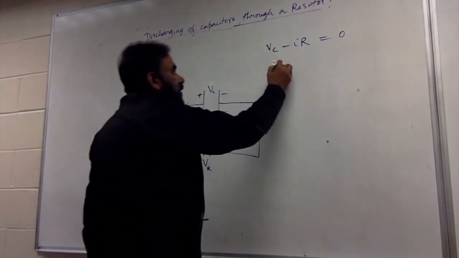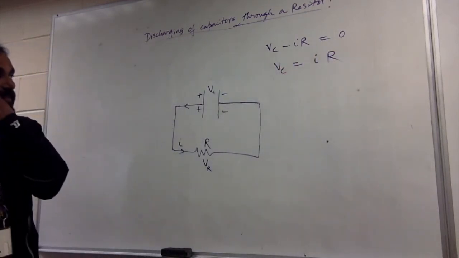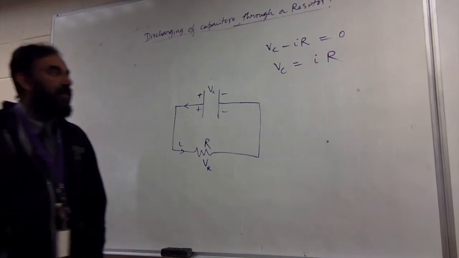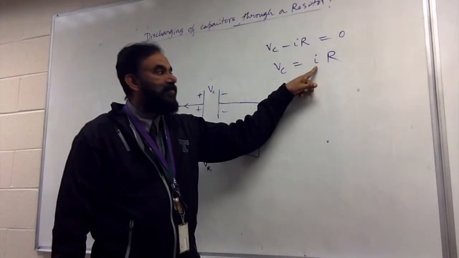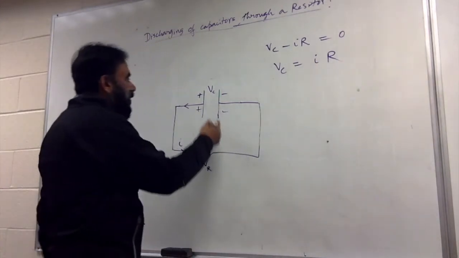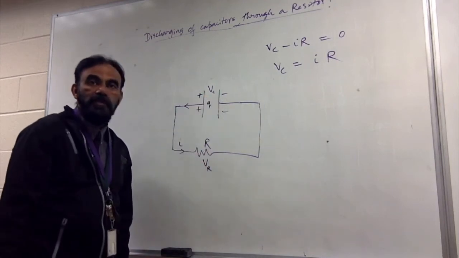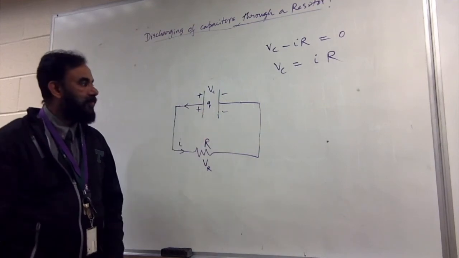So what you see from here is VC is equal to IR. What is VC? Voltage across the capacitance. But you should understand one thing. This current, you can replace current in terms of charge. So if the charge across here is Q, suppose on the plates we have charge Q.